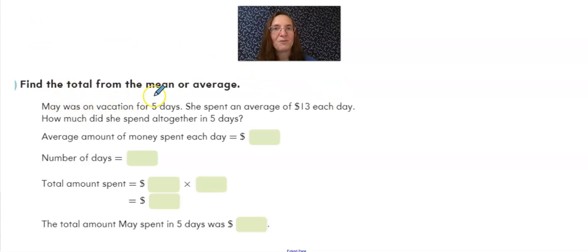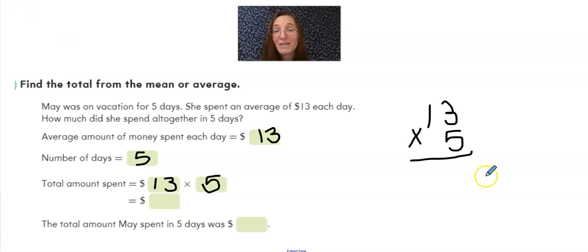May was on vacation for 5 days. She spent an average of $13 each day. How much did she spend altogether in 5 days? Well, when we got the average, we took the total amount of money and we divided it by the number of days. So what we need to do now is reverse that and do $13 times 5 days, which gives me a lovely chance to practice my long multiplication.